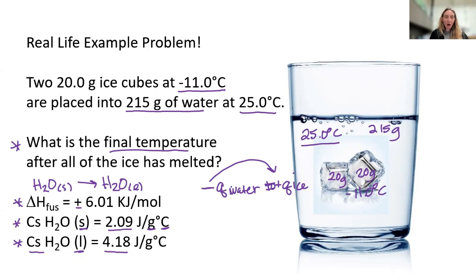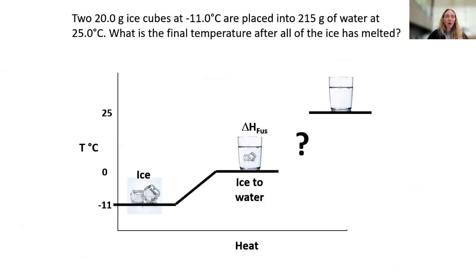And so we have to kind of think about what actually is happening in the system so that we can mathematically tackle this problem. Okay, and so I have put it all on this graph for us. So we have our water up here, 215 grams of water, and it's going to start right up here at the temperature of 25 degrees. And we have our ice down here at -11 degrees, and we have 2 of those ice cubes. So that's 40 grams of ice.